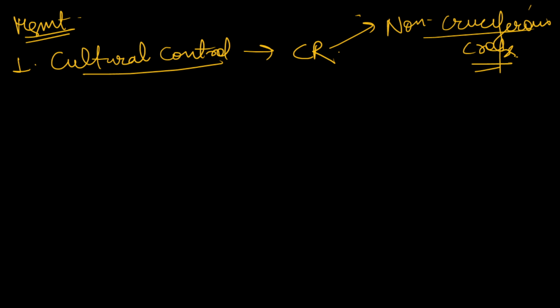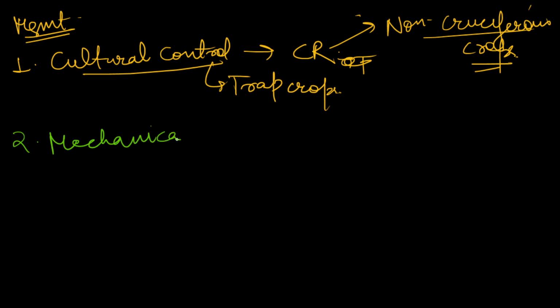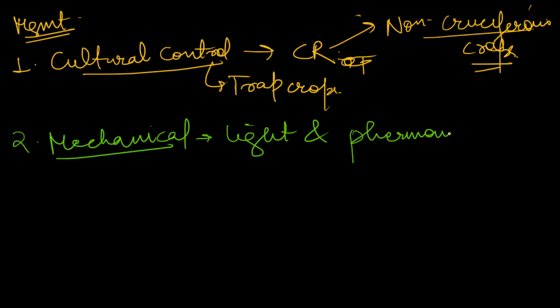You can use trap crops. So all these things can be done in cultural control. Secondly, we can also write about mechanical control. Here we can use light traps and pheromone traps, all these things.